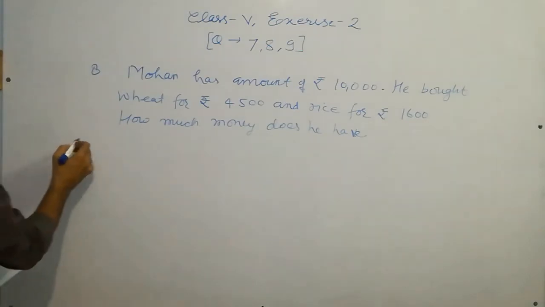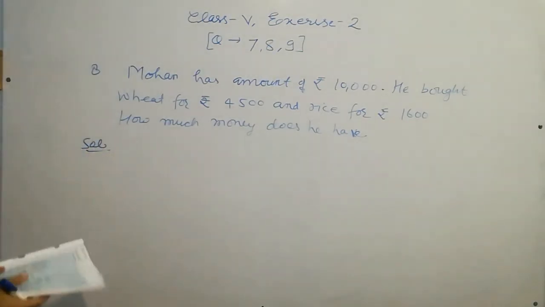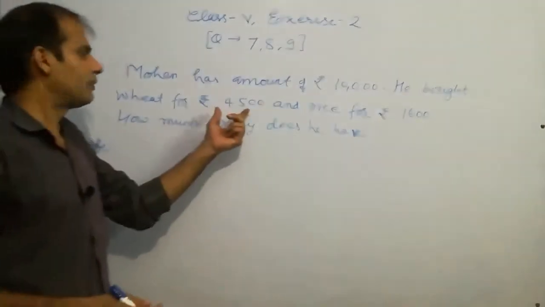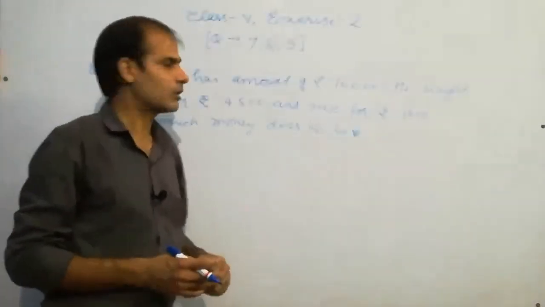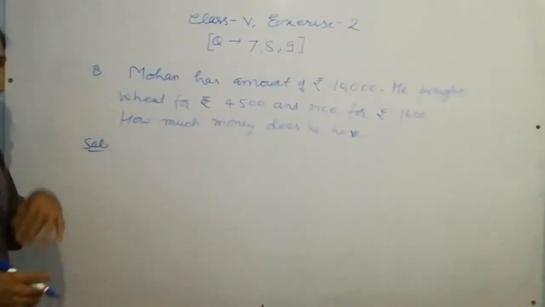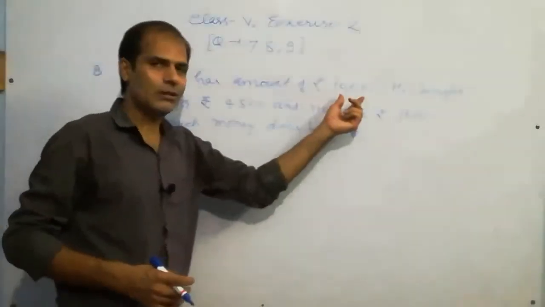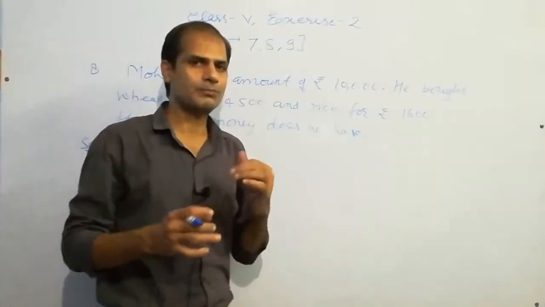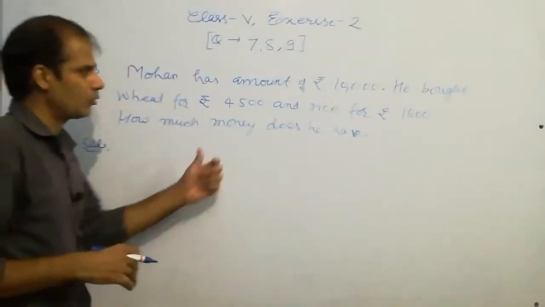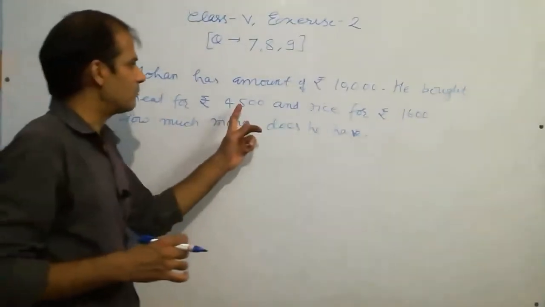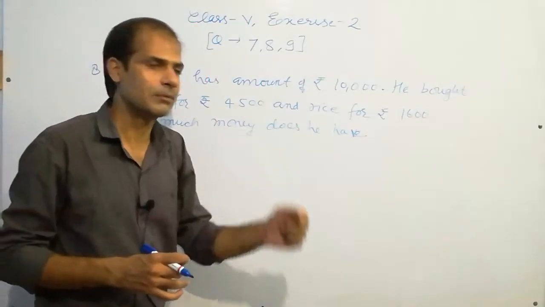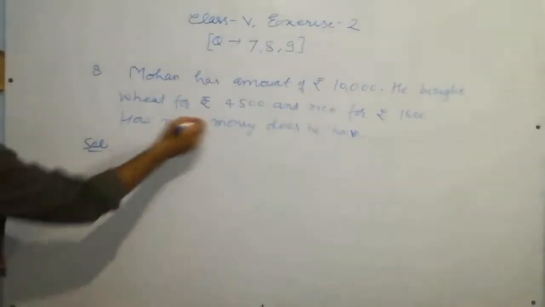Now the solution is, it is given that Mohan has a total amount of rupees 10,000 and he bought wheat for this amount and rice for this amount, and how much money does he have? What does this mean? Out of this total amount he has spent 4500 and 1600, okay, meaning he has spent it. How much is left? It means both these values will be added together, and then the answer will be subtracted from 10,000. So you can write your answer in this way.